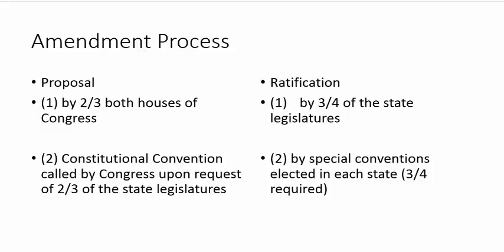Ratification of constitutional amendments takes place by 3/4 of the state legislatures, or by special conventions elected in each of the states, with 3/4 of the conventions being required to ratify. This particular provision has been used once to eliminate the Prohibition Amendment.